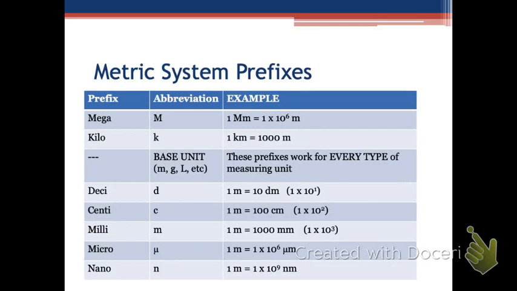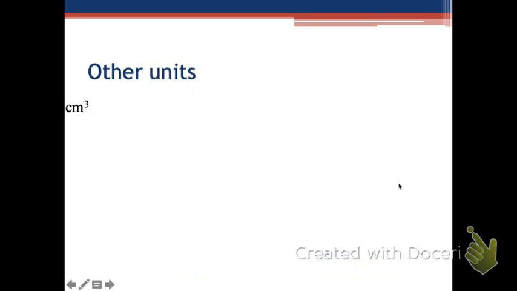Questions about how we use this chart? All right, here we go. Other units I want you to be aware of. These go in your notes, and then I have another chart for you on the back that you'll use in just a second. Other units I want you to be aware of.